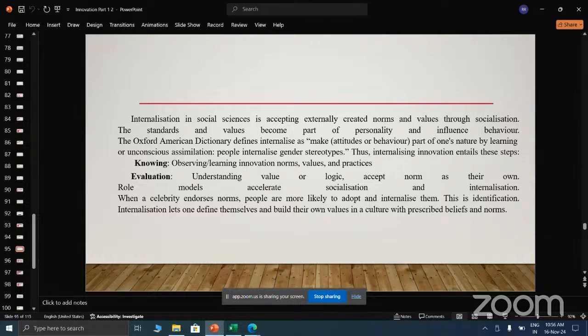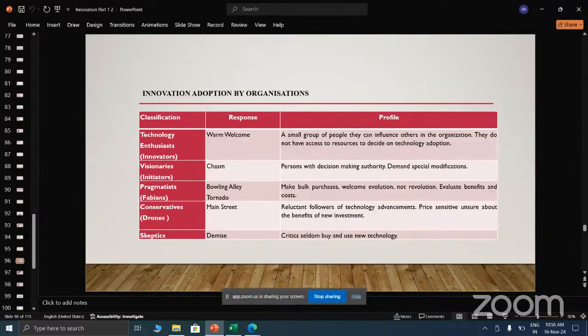Role models accelerate socialization and innovation. When a celebrity endorses norms, for example, Amitabh Bachchan must have endorsed a few things. Recently, in the last 6 months, he stepped back from one of the real estate things. So if Dhoni is now promoting a few real estate things, these are evaluating or endorsing by role models.